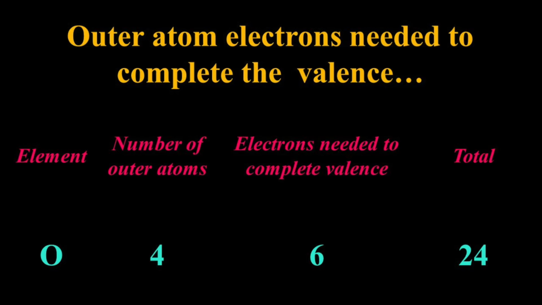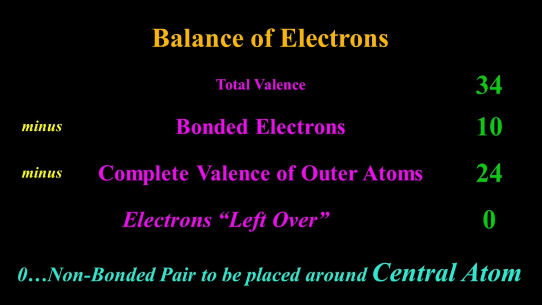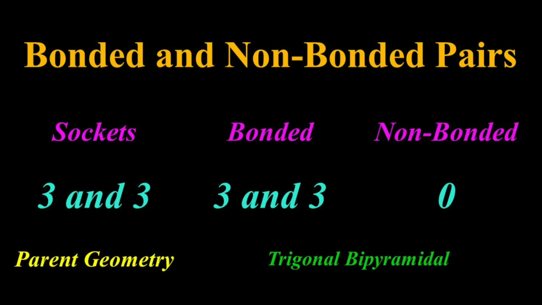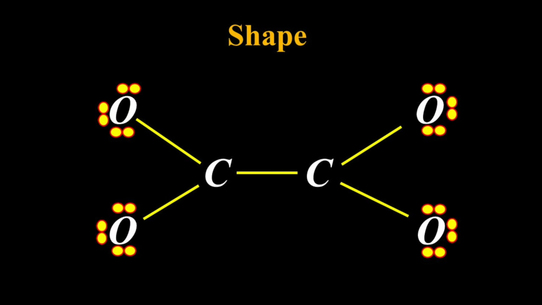And so what does that give us? Did you do the accounting? Very similar, there's no difference. You're going to have 0 non-bonded pairs to be placed around the central atom, so what you have is what you get. So it's going to be fairly simple. So remember, we have 2 different geometries. So we have 3 sockets and 3 sockets for each atom, and there we have it.